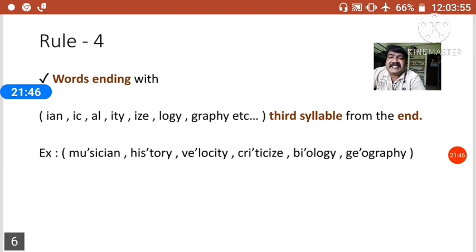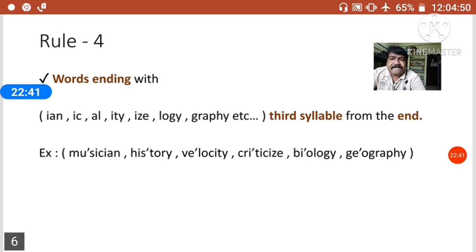Now history. History. His is the first syllable. T is the second syllable. O is the third syllable. Ry is the fourth syllable. Let us see from the ending. Ry is the first syllable. O is the second syllable. T is the third syllable. So I kept the stress mark at T.